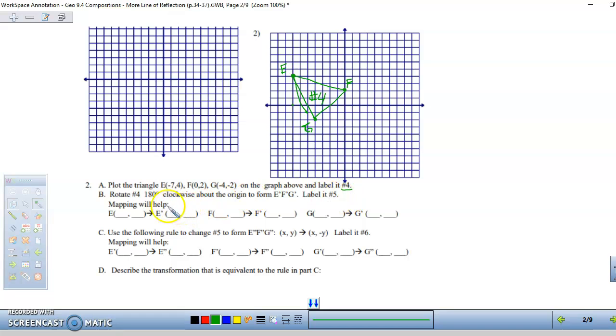Okay, so the next thing we're going to do is rotate number 4 180 degrees clockwise about the origin. And we're going to label that number 5. That is actually pretty difficult for most people to do, just visually. So I'm going to encourage you to use the rule whenever you have to do a 180 degree rotation. So try to look up where your rules are. Let's see, they were on page 31. So if you want to grab your packet and look at page 31.